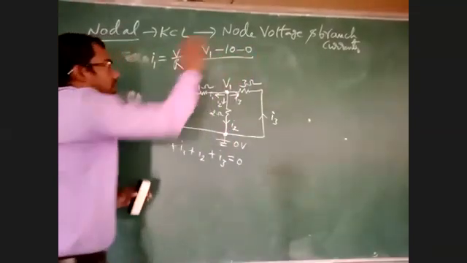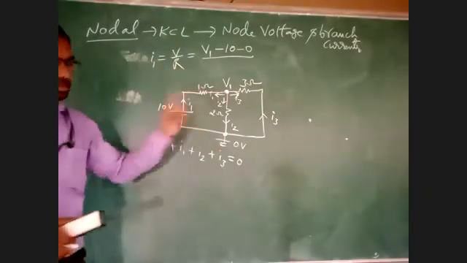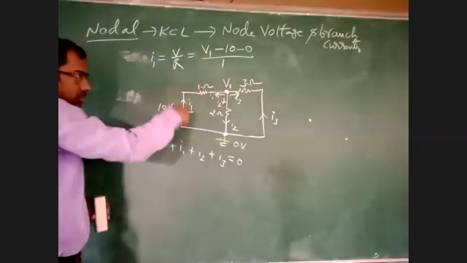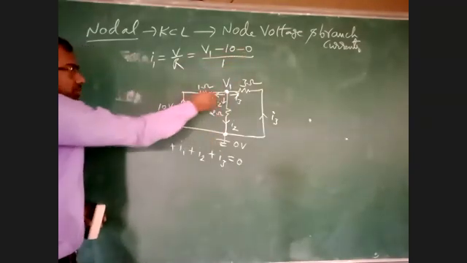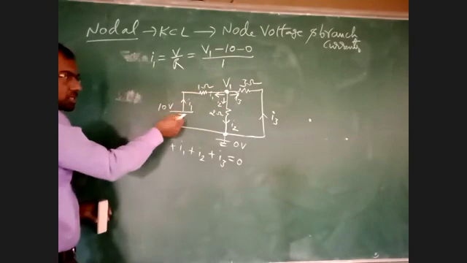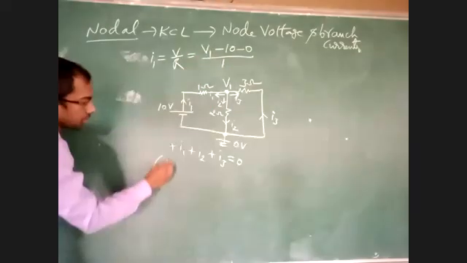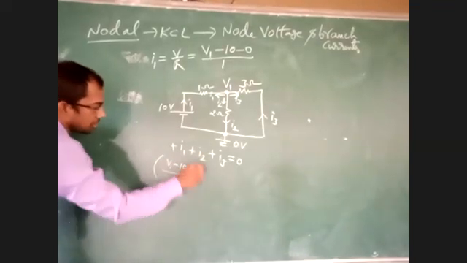In the numerator, I have written voltages. In the denominator, what is the resistance in this branch? 1 ohm. So this is your I1. So this arrow is complete. V1 is positive, 0 is negative. Since current I1 is flowing from plus to minus, we are taking minus. So I1 I am writing as V1 minus 10 minus 0 by 1.